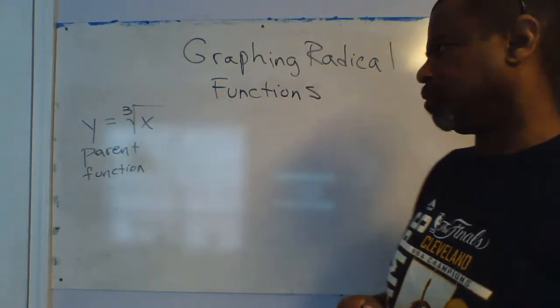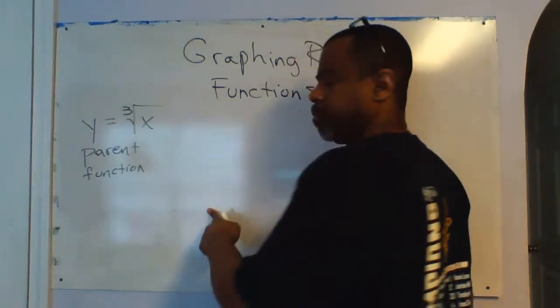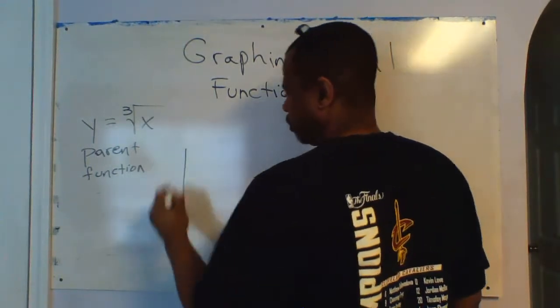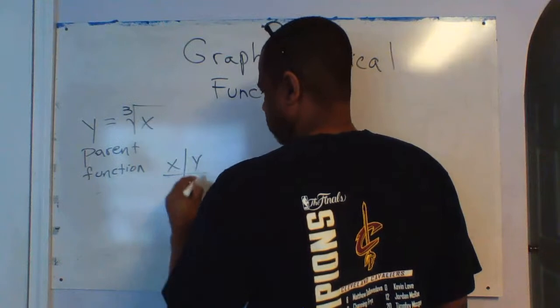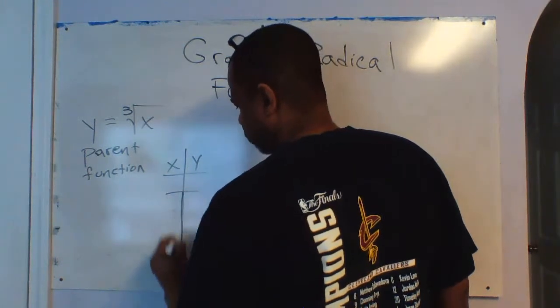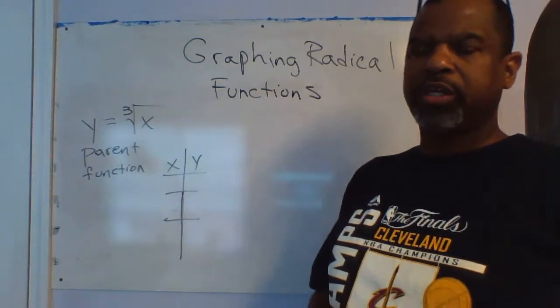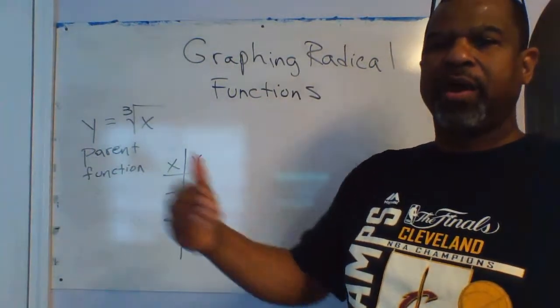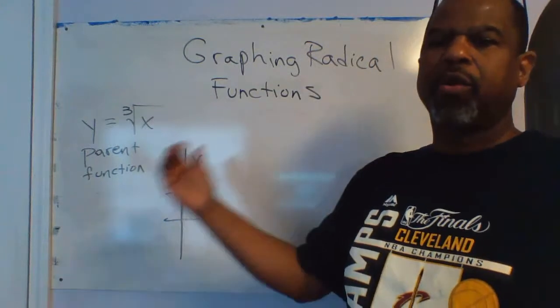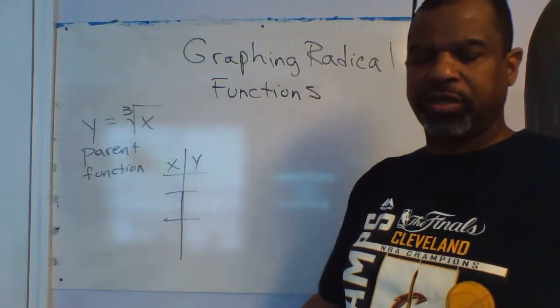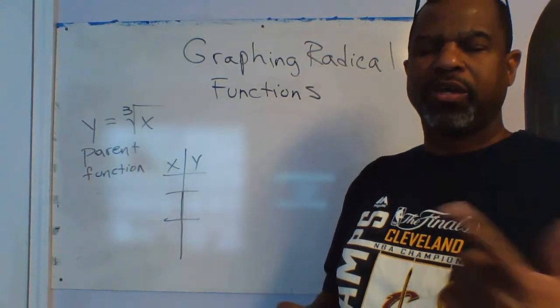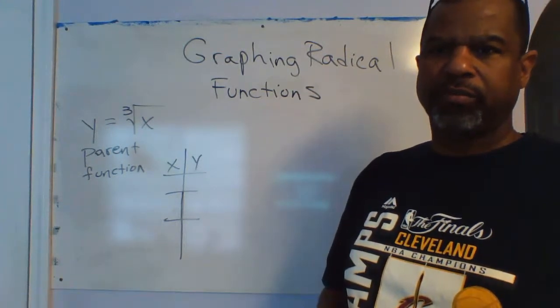So what we want to do, like we did on the previous example, we're going to pick some points. In this case, if it's an odd root, we're going to get negative and positive answers. We can't have negative answers if the root is even.